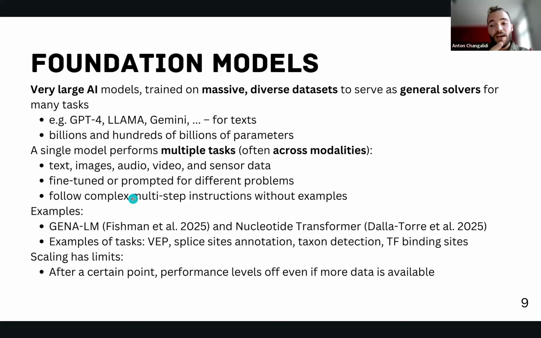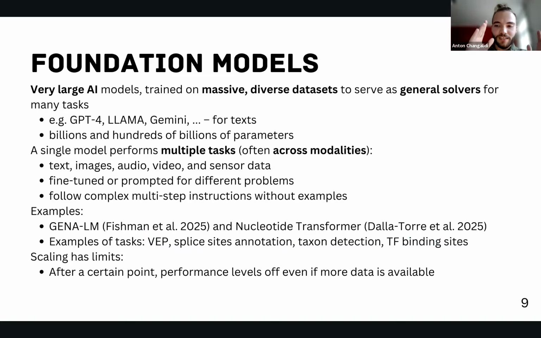Or if you don't have enough resources to fine-tune the models, you can just prompt them. I will show you later specific techniques on how to prompt without fine-tuning to have your problem solved. An example from bioinformatics: Gena-LM and Nucleotide Transformer are foundation models, and they're trained not on texts but on DNA. So they understand the context of DNA, and then they can, for example, do variant effect prediction or splice site detection and different things.